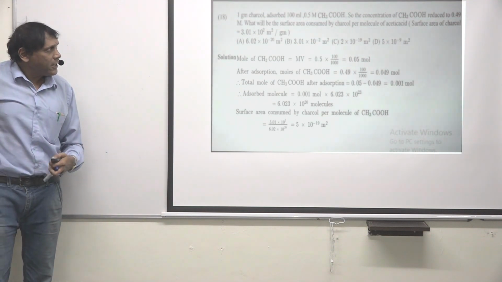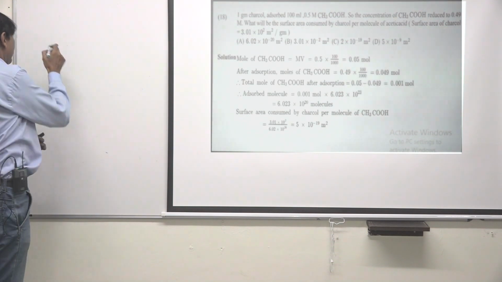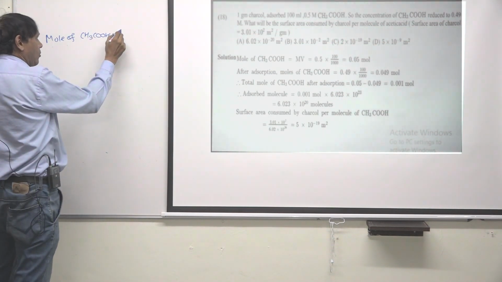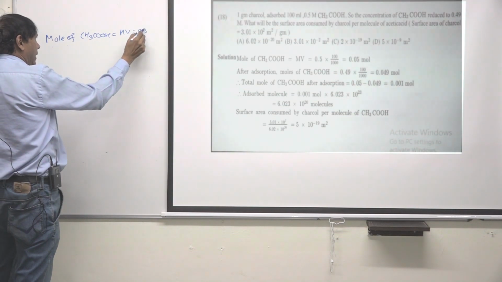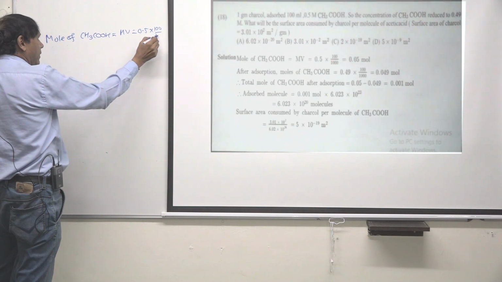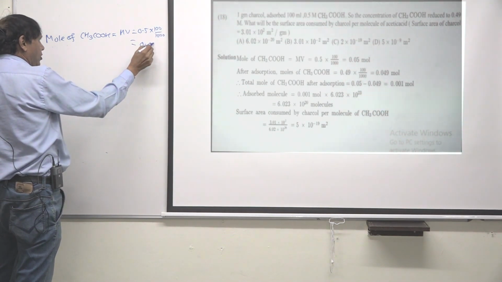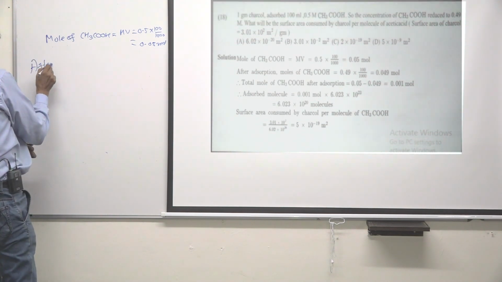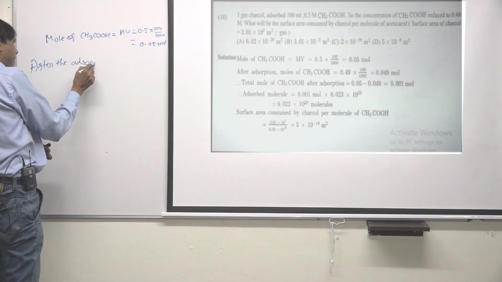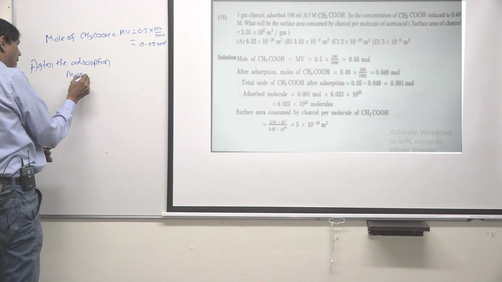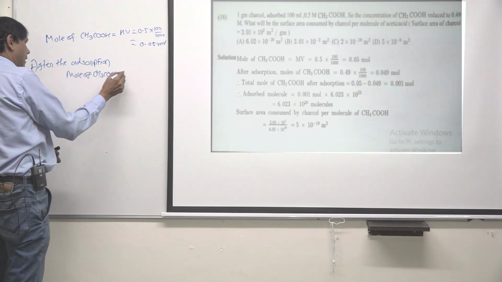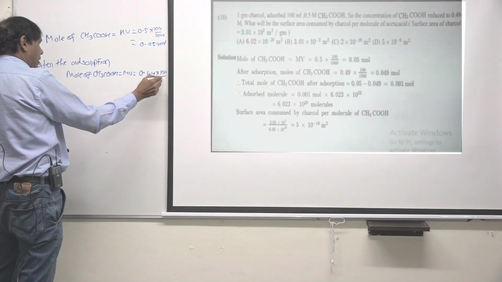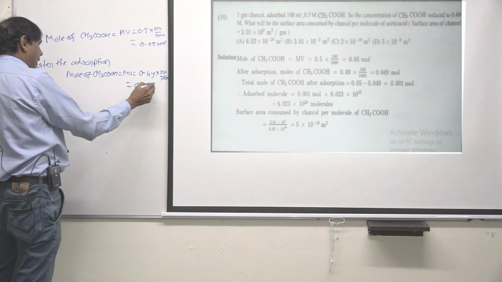1 gram charcoal absorbs 100 ml, 0.5 molar acetic acid. So moles of CH3COOH is equal to molarity into V, which is 0.5 into 100 divided by 1000 because in liters. So we get 0.05 mole of acetic acid. Now after the adsorption, moles of acetic acid, again MV, the value is given, 0.49 multiplied by 100 divided by 1000 is equal to 0.049 mole.